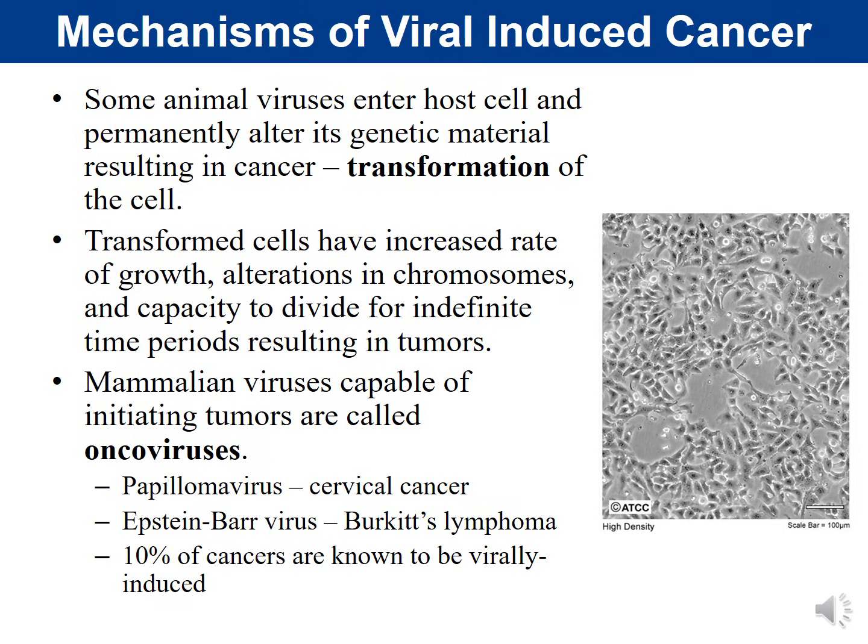Epstein-Barr virus can cause Burkitt's lymphoma. Hepatitis virus can lead to liver cancer. And so, in this way, these viruses actually can initiate or can help cause tumors, which is why we call them oncoviruses. Think of like a doctor for cancer is called an oncologist, right? So onco refers to cancer. So oncoviruses are viruses that are known to cause cancer. About 10% of cancers are known to be virally induced, meaning that they were actually brought on because of a viral infection.